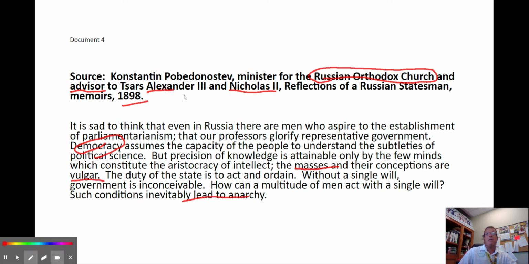Again, this document is loaded with point of view. Some documents are not. And I would suggest you get into the habit of trying to figure out when you're forcing something and when you're not. But here I've got a Russian Orthodox Church advisor telling the czars, the kings of Russia, that democracy is bad and we need to keep things the way they've always been. That being modern is bad. His approach to being modern is not good. So let's get that out of here. Let's go to the next slide.